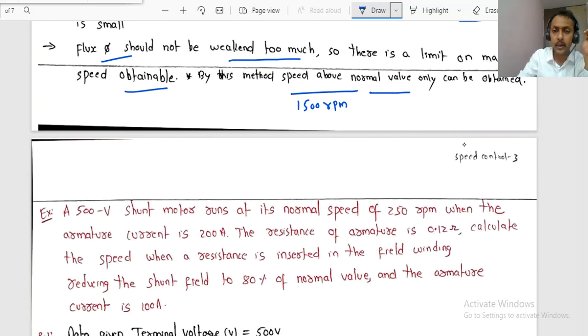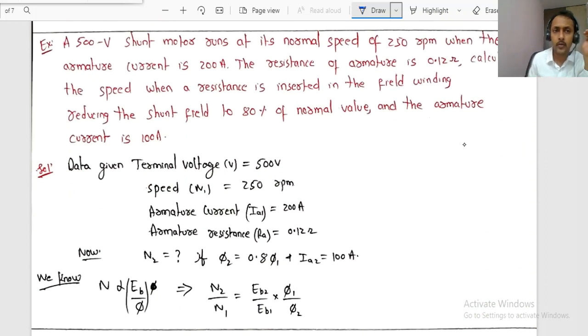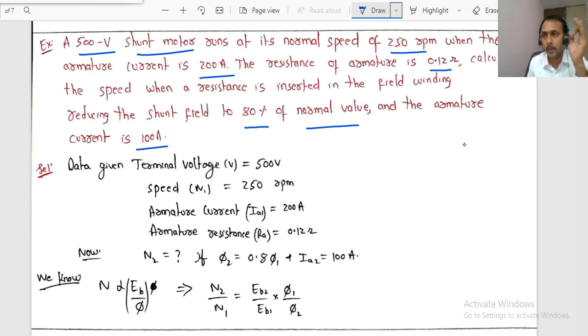Now, let me observe one problem on this topic. A 500 volt shunt motor runs at a normal speed of 250 rpm, and the armature current is 200 amp. Resistance of armature is 0.12 ohm. Calculate the speed when resistance is inserted in the field winding, reducing the shunt field to 80% of normal value, and the armature current is 100 amps. Clear?